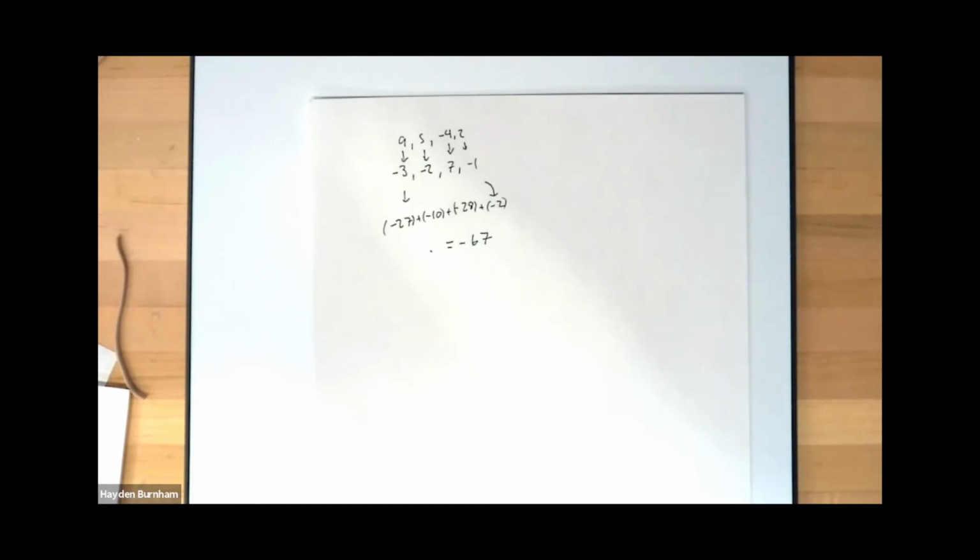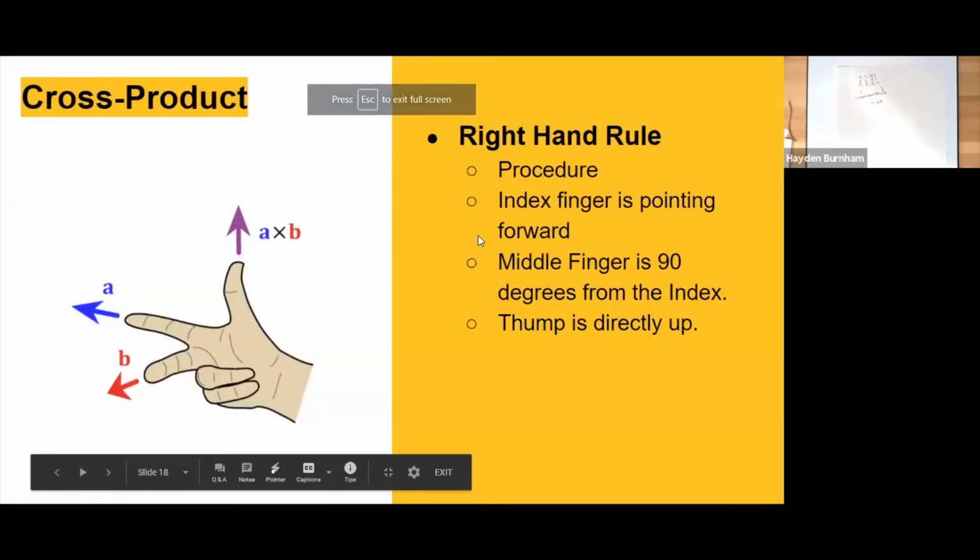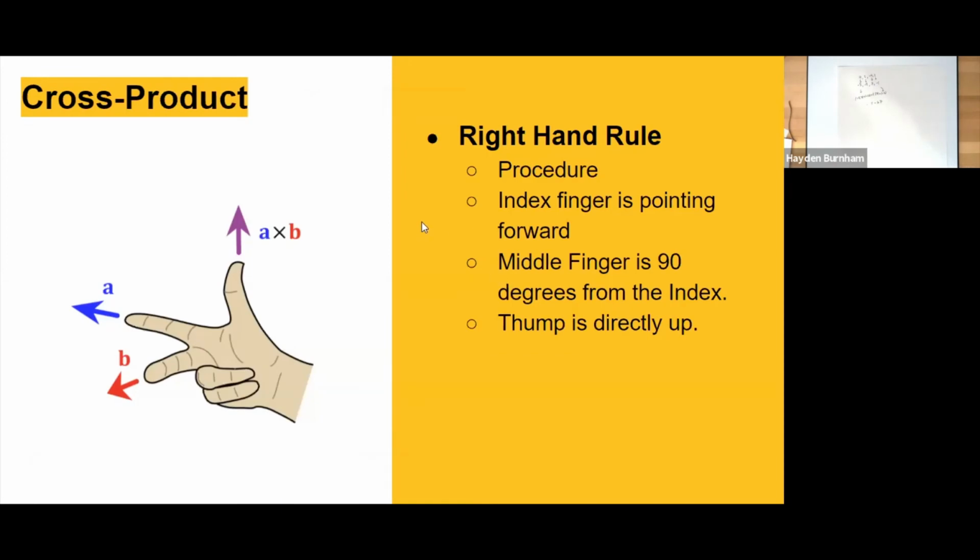Okay. So now we're going to move on to something a lot more complicated. I don't know when you guys are going to take linear algebra, but you don't really need to know it for Physics 121. But, oh, sorry about that. My lights turned off.